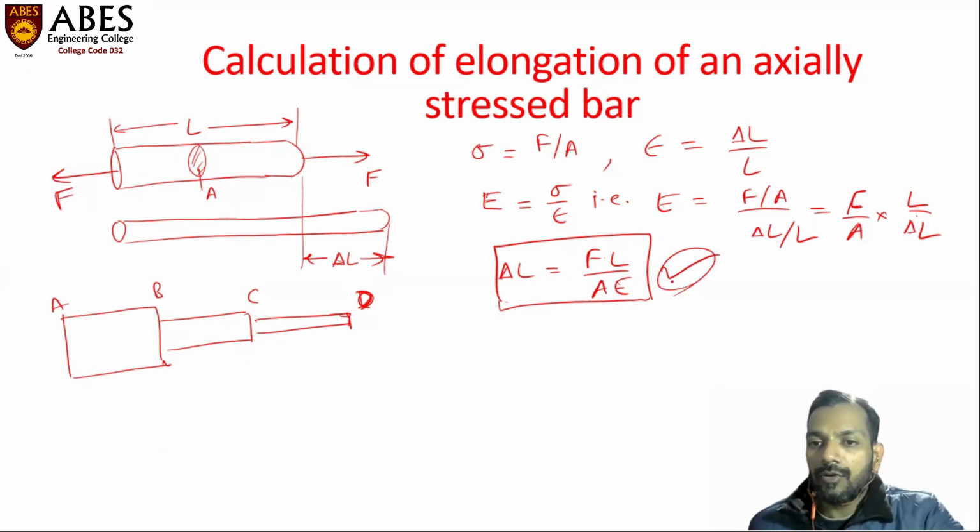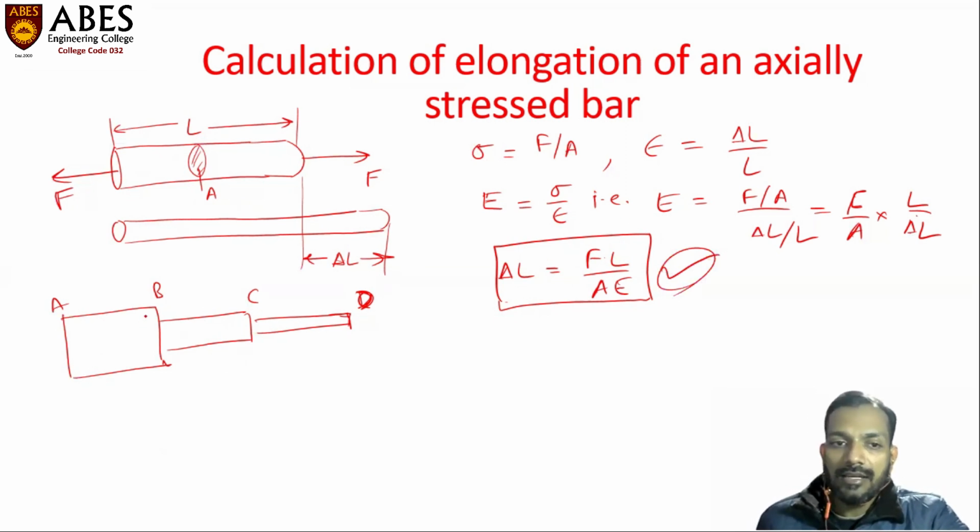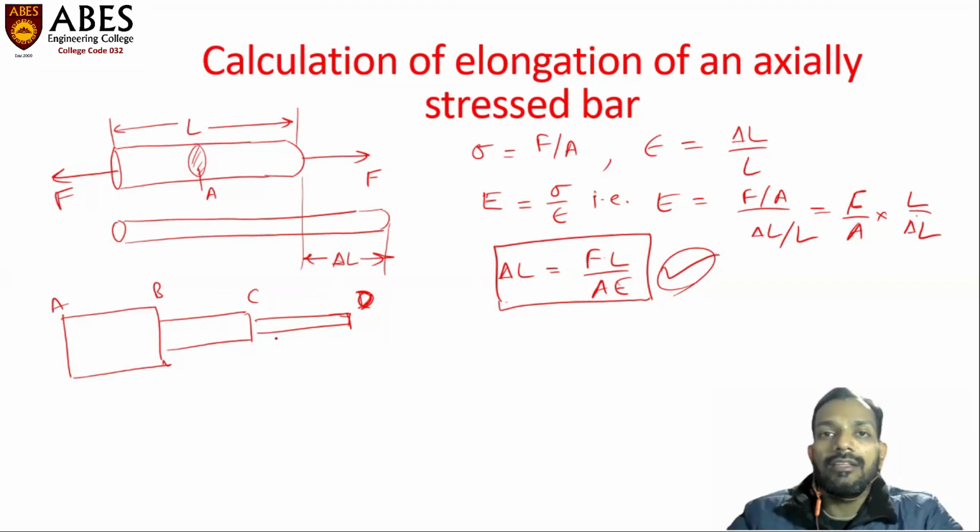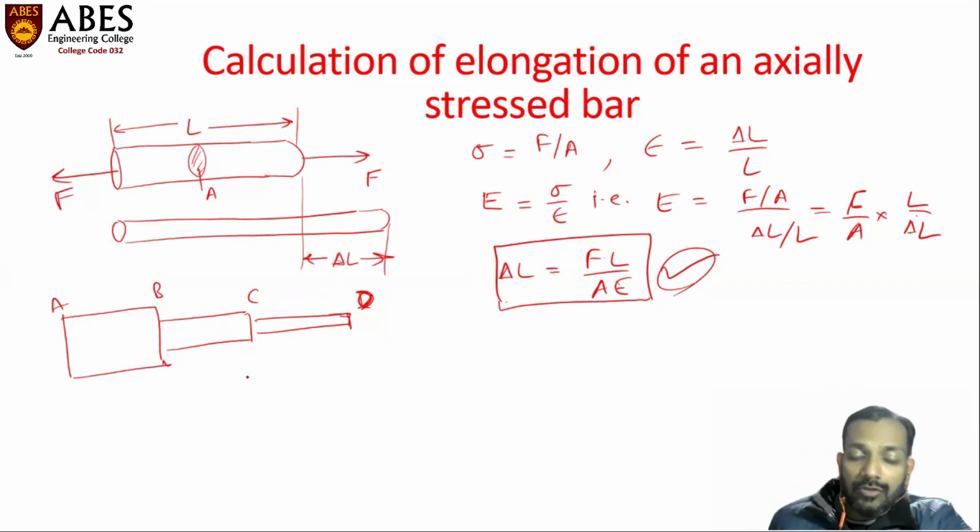We generally use this formula as many times as there are different segments of a given beam. So in this particular case, we will use this formula 3 times, and we will find separate elongations for the portions AB, BC, and CD. And then we will find the net elongation using the method of superposition. So what is the method of superposition?